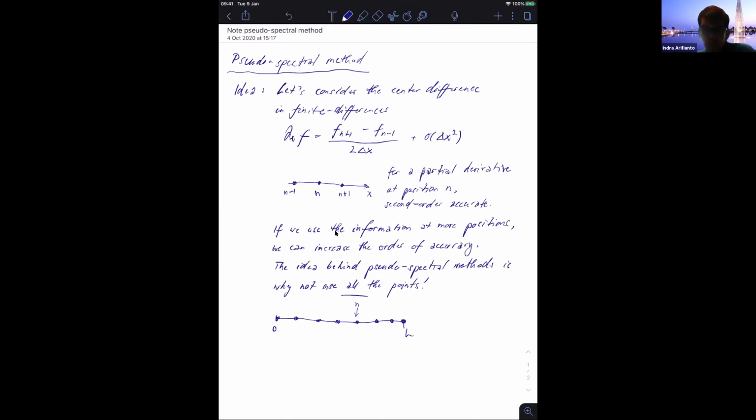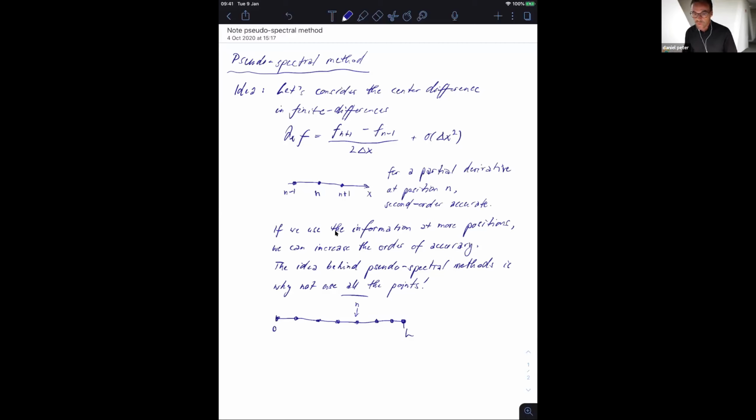So, Professor, you mean that if we want to compute every point at time t+1, we have to use all the position information of time t, right? Yes. And maybe even previous times, depending on the time scheme a bit. But we will focus here on the spatial derivative.